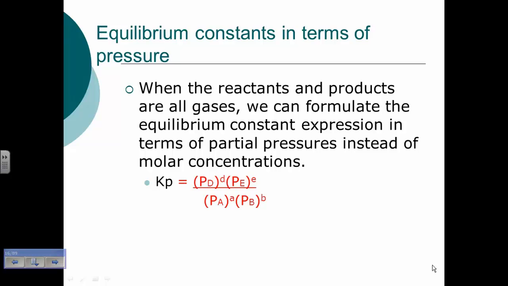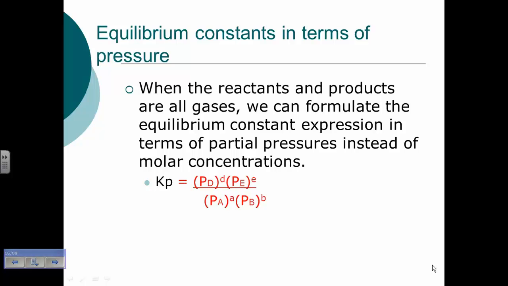If our equation showed A plus B forming D plus E, A plus B makes D plus E, products over reactants, but using partial pressure notation. This is what I would read.